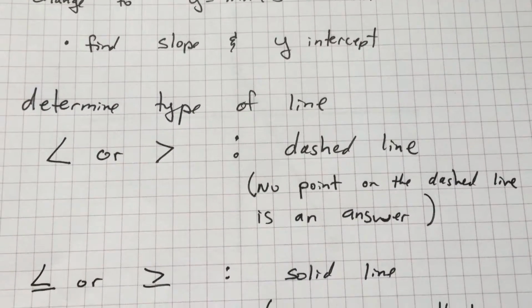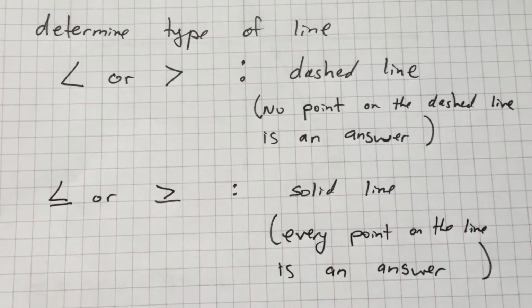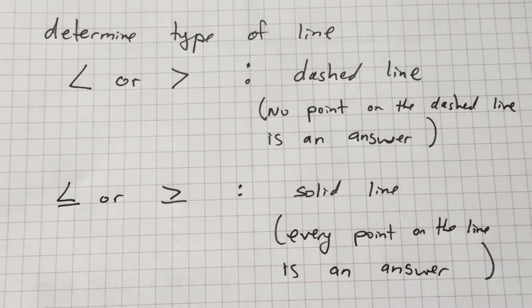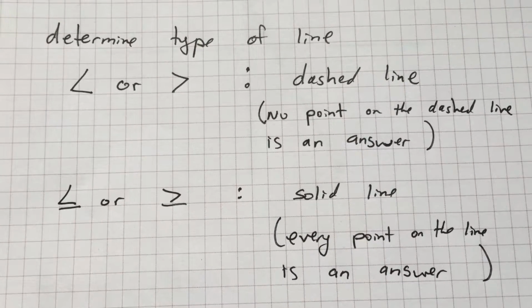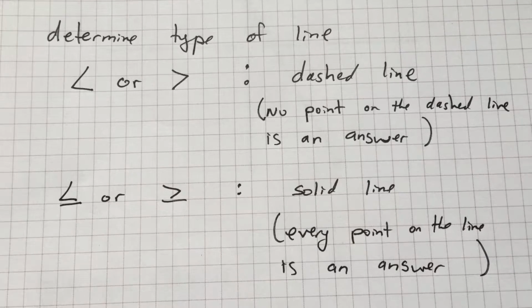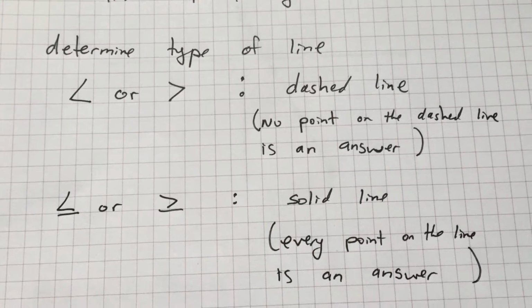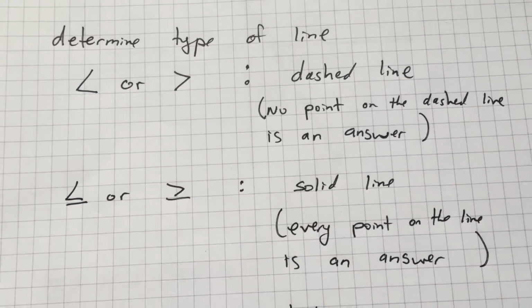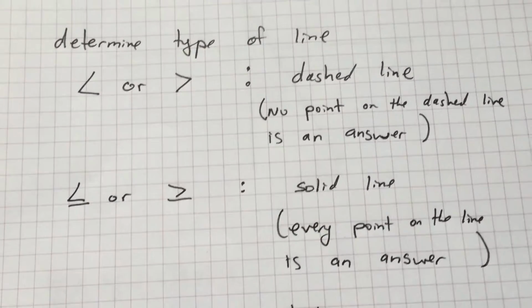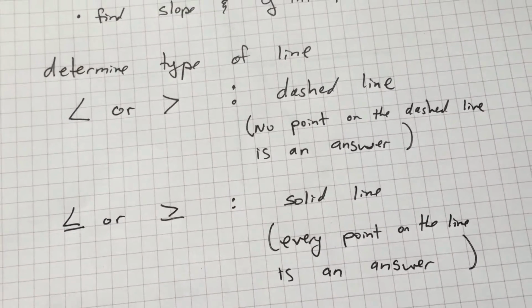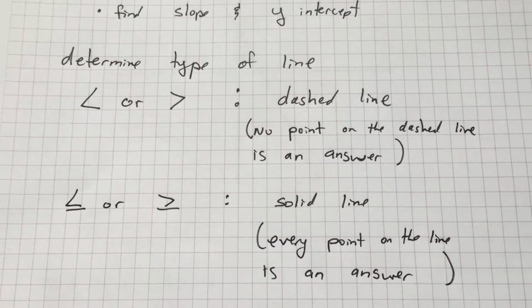If you have an inequality that looks like these two, greater than or equal to or less than or equal to, then we have a solid line, and every point of the line is a solution. So you'll be given a true statement when we test that out. But those are only a few types of solutions, or in the first case, there's no solutions. So how do we determine the rest?